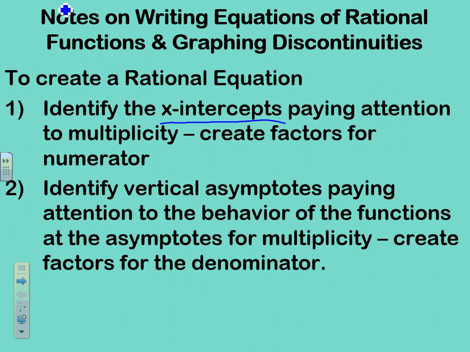Same thing here with the vertical asymptotes. The vertical asymptotes, remember, come from the denominator of the rational function. And at this point, again, we want to identify, at a vertical asymptote, will the function come together or not? If the function comes together at a vertical asymptote, it means that the root repeats in the denominator, indicating that it has a multiplicity of 2. And if it doesn't come together at the vertical asymptote, it means that the roots don't repeat, so each of the roots would have a multiplicity of 1.